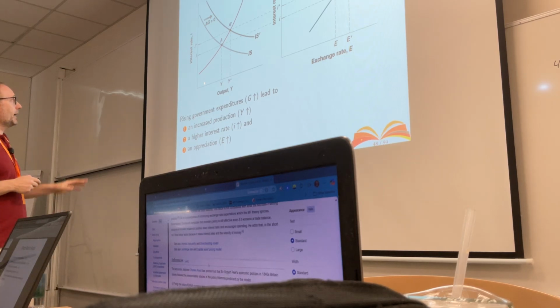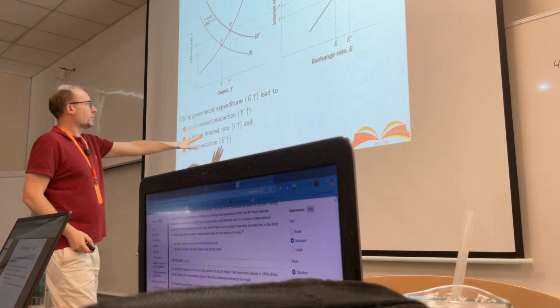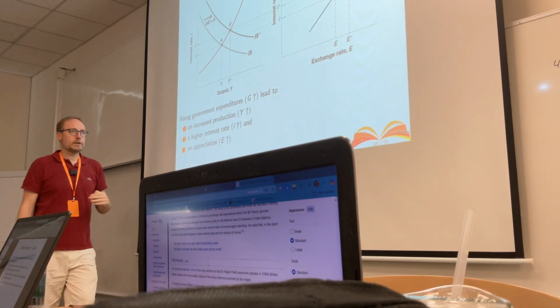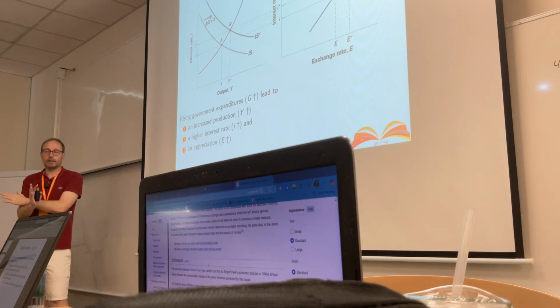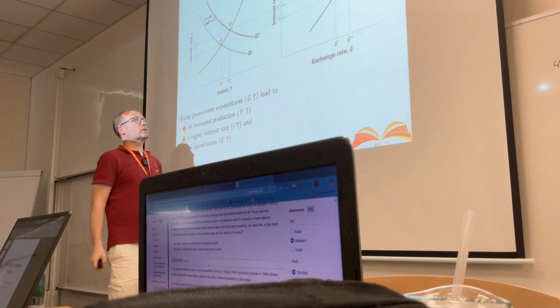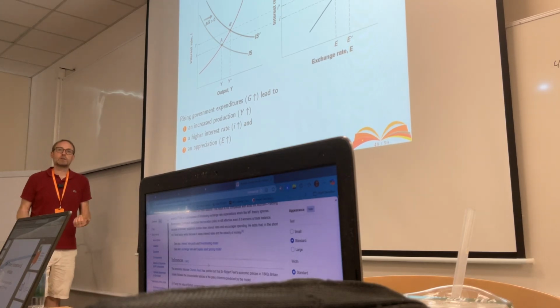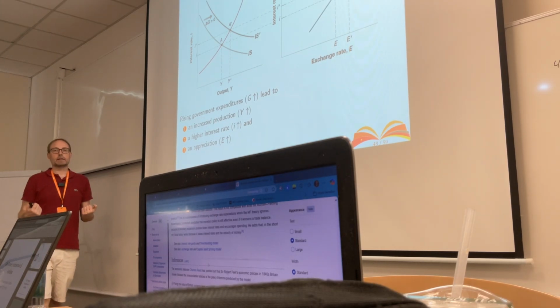So if we were to compare them in the goods market, we would see this is going to lead to the appreciation, a decrease in net exports. We started off in a position where we had balanced trade. The increase in government expenditures is going to lead to a decrease in net exports, so we'll now be running a trade deficit.